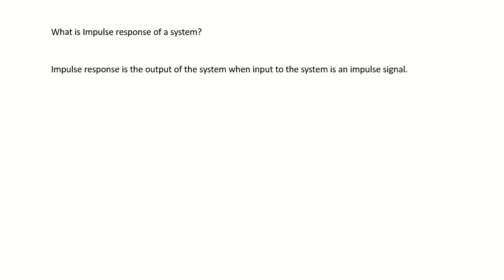Let us discuss what the impulse response of a system is. The impulse response is the output of the system when the input to that system is an impulse signal. So suppose we have a system here. I'm representing a system with a block diagram. It can be an electrical system or a mechanical system, any system.